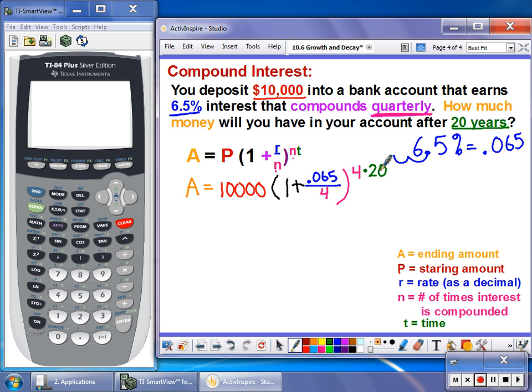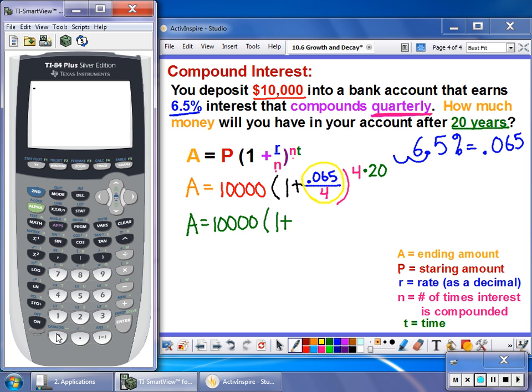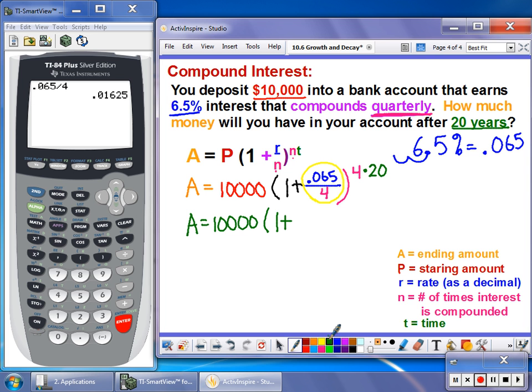Okay? Now again, at this point, we just have order of operations. So we'll start off, A equals 10,000 times 1 plus, the first thing in my order of operations that I'm going to do is this division right here. So 0.065 divided by 4. And that gives me this answer. So what I have is 1 plus 0.01625. And then I'm going to do this really quickly. This 4 times 20 means eventually I'm going to raise it to the 80th power.